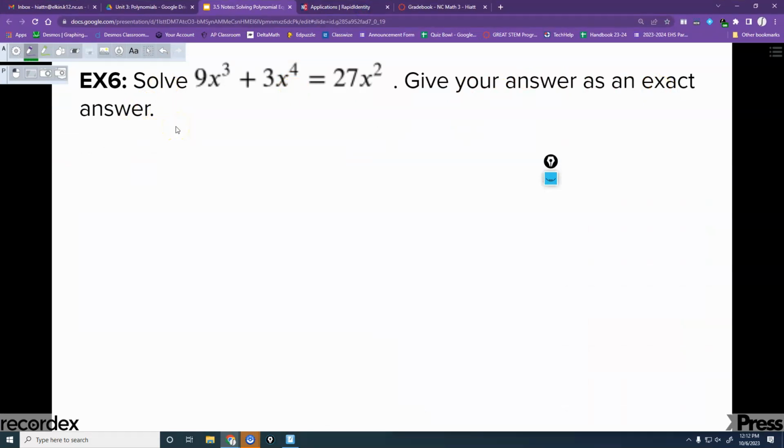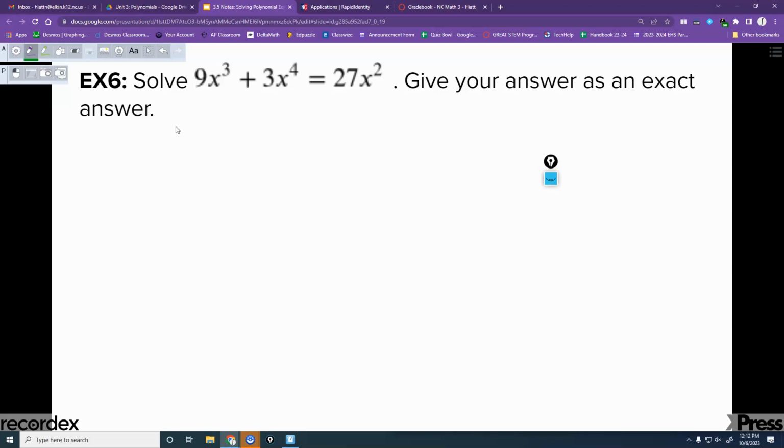And what they mean by that is that you cannot put the decimal approximation. So you can't give that decimal. It usually ends up being a quadratic formula problem, and you've got to give your answer like 2 plus or minus square root of 7 over 15, or whatever it is. So let's look at how we would do this one here.